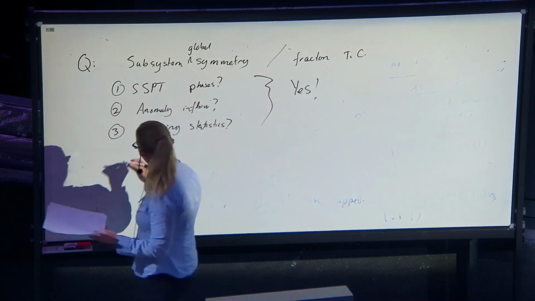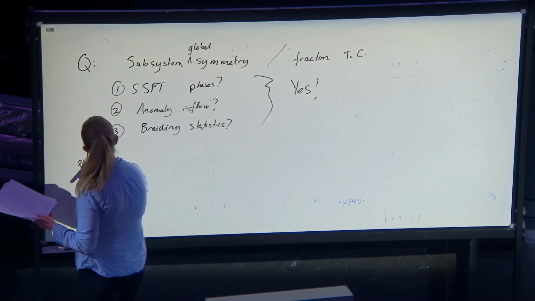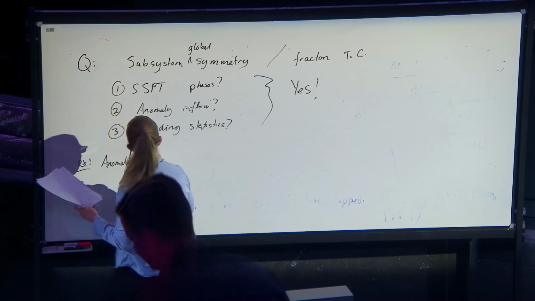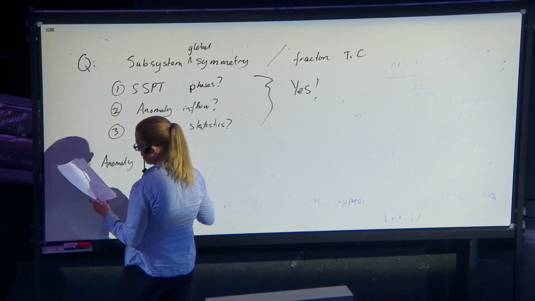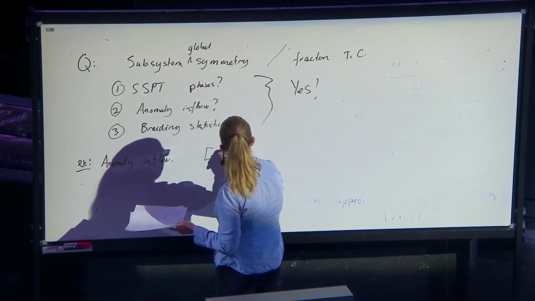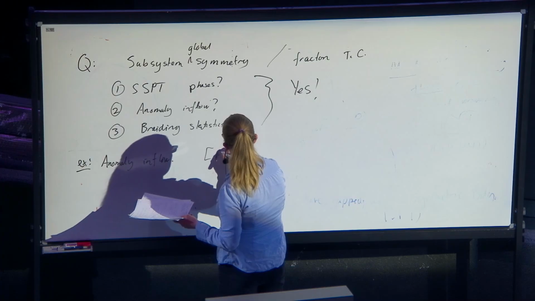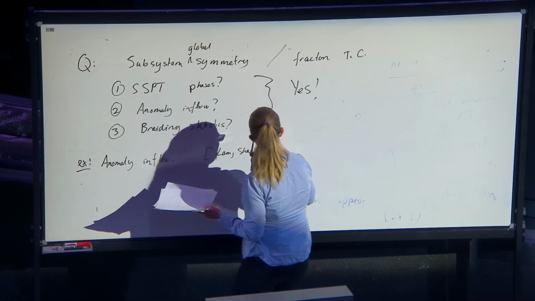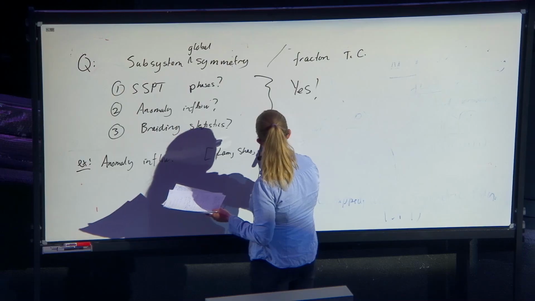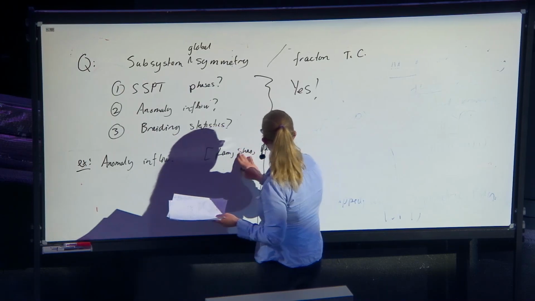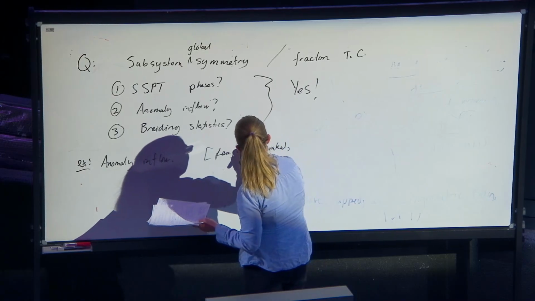And so maybe what I'll do in the time that remains is give you a simple sketch or an example of anomaly inflow. This is in a paper with Hotad Lam, Shuhang Shao. I do not remember actually the author order. I think it's something like this.